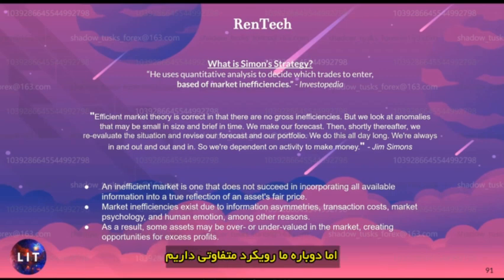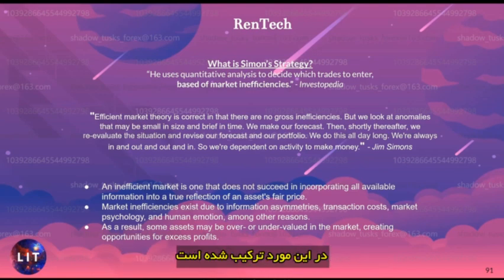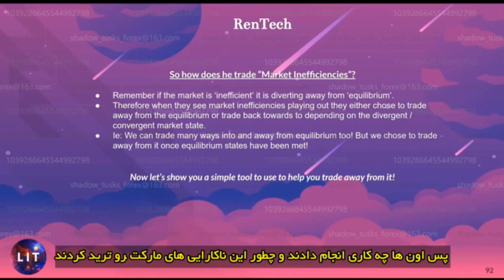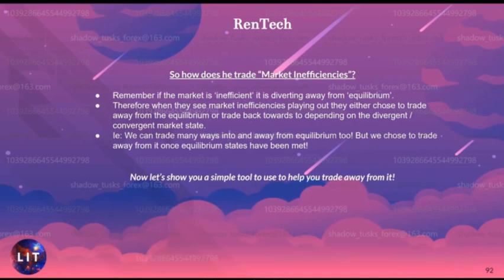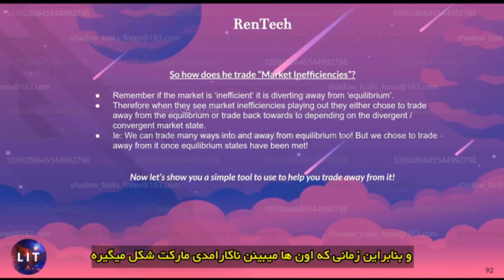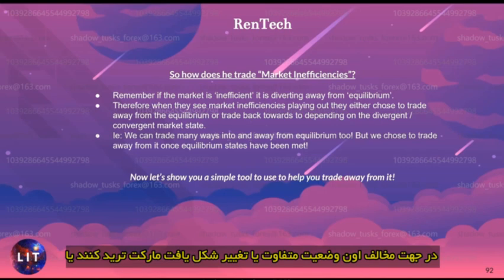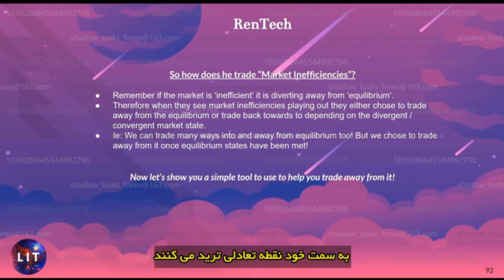But again, we have a different approach, but you see how a few different points of view melt together in this. So what did they do, and how did they trade these market inefficiencies? Remember that if the market is inefficient, it is driving away from the so-called equilibrium. Therefore, when they see market inefficiencies playing out, they either choose to trade away from the equilibrium, towards those divergent and converging market states, or they trade into the equilibrium.